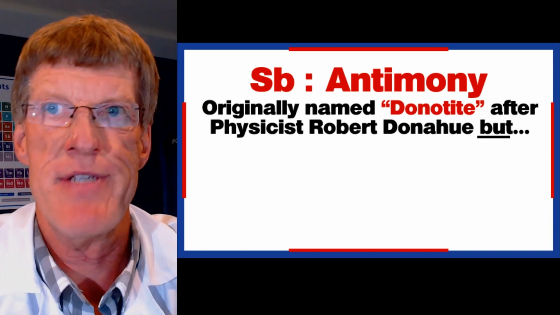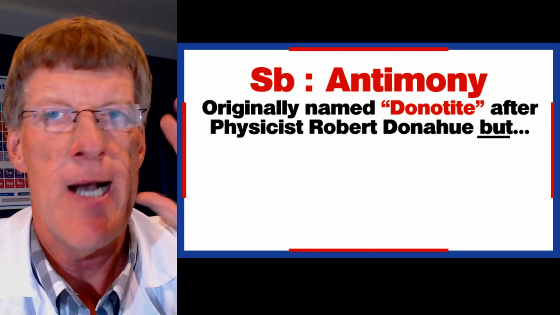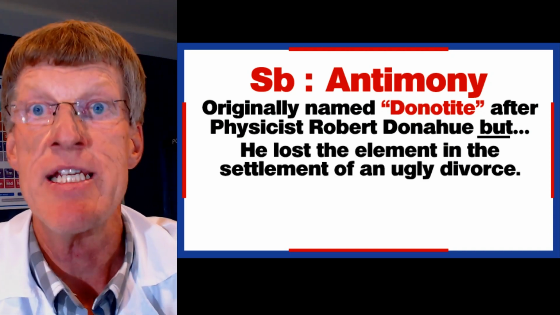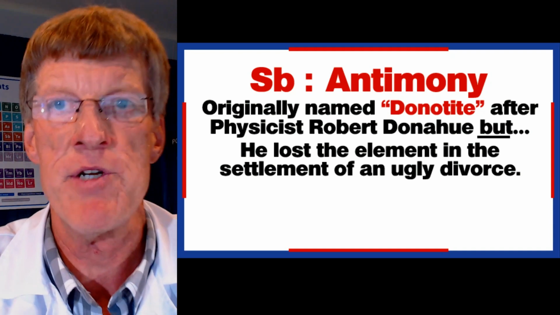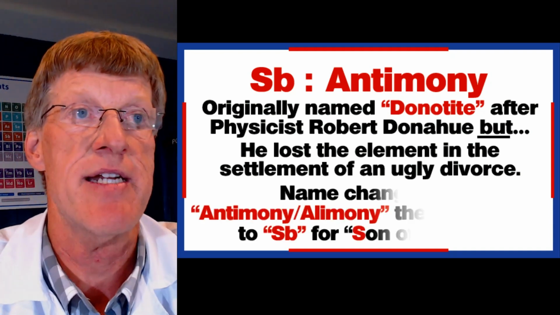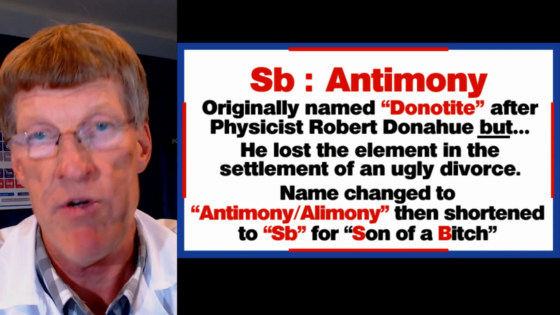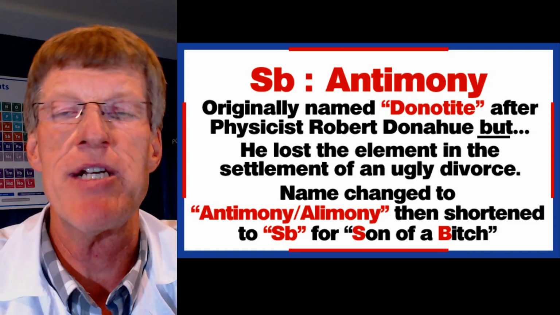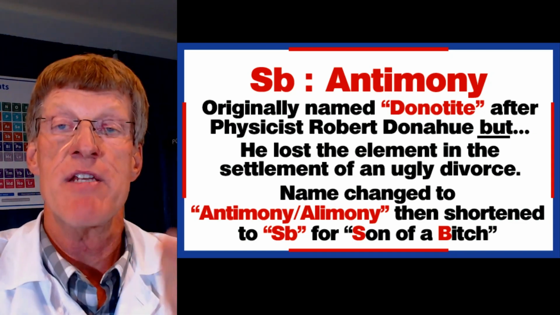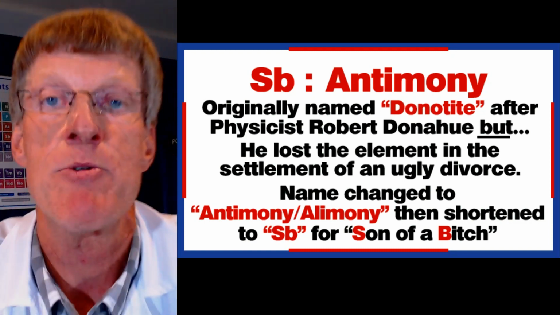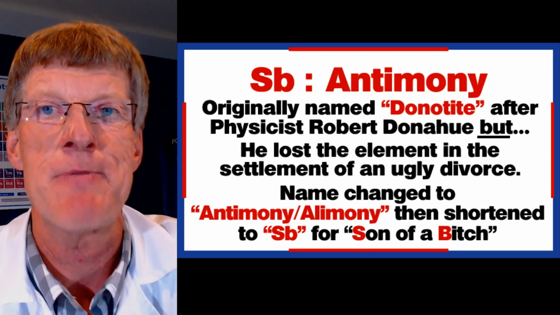But turns out Robert, not a great guy to live with. Ugly divorce. In the divorce, he lost the element in the divorce settlement. So he and his wife decided they would rename the element. It wasn't called donatite, it was called antimony or alimony, depending on the spelling, and they shortened it to SB for son of a bitch. Because he was, in fact, a son of a bitch. So that's why SB refers to donatite.